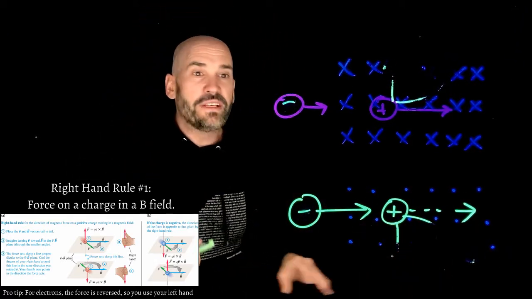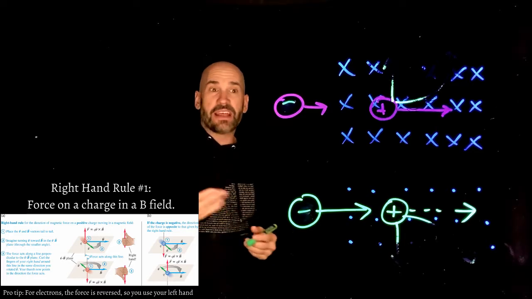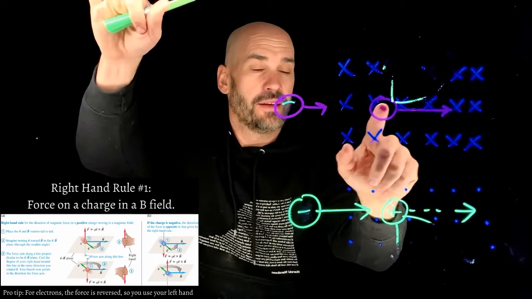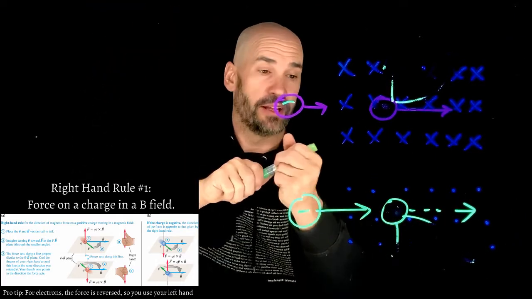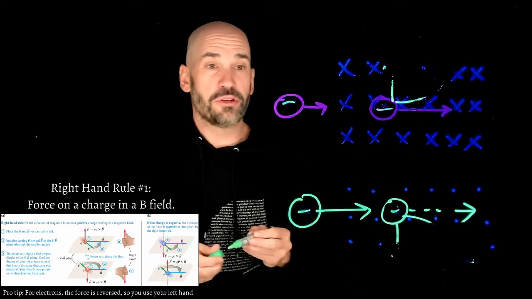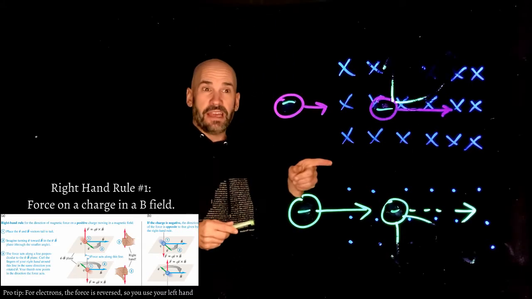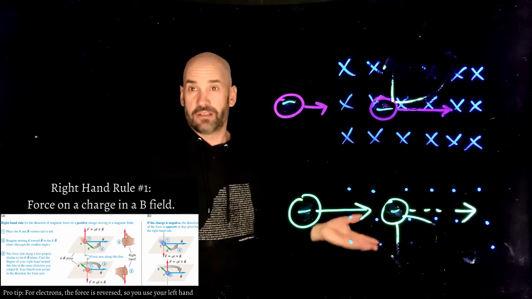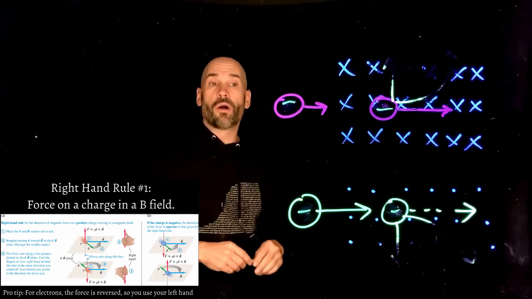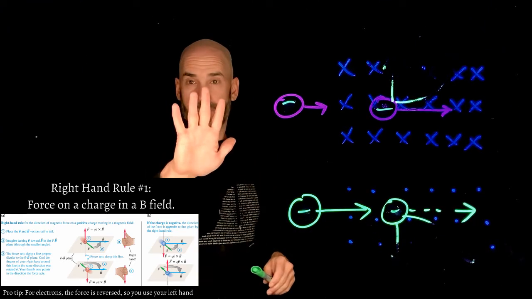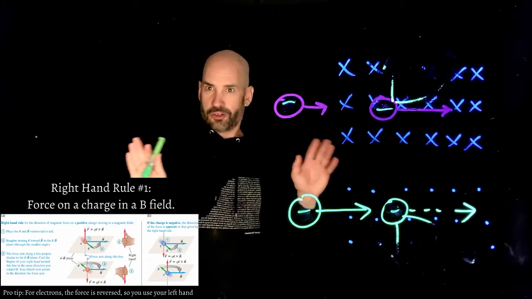So the only difference is basically everything that happens to electrons is the opposite of what happens to protons. So there's two things you could do. You could still do the right-hand rule and just say the force is in the opposite direction, or you can use a left-hand rule, right? So I'll show you both really quick.